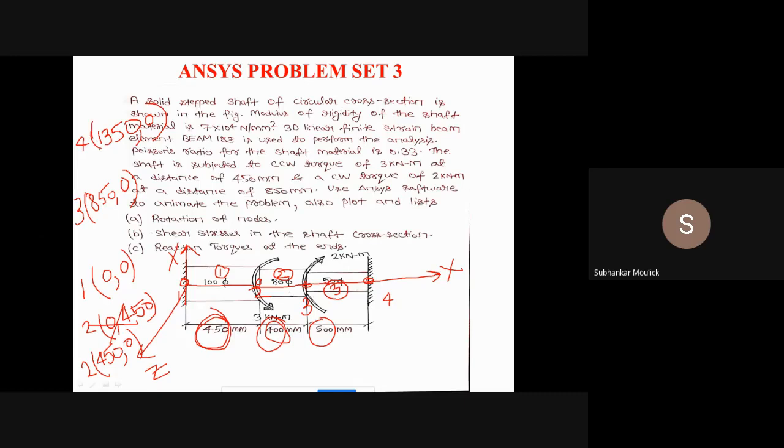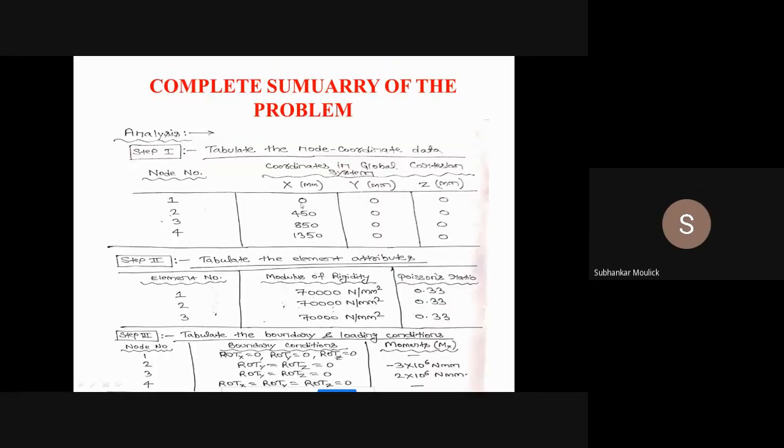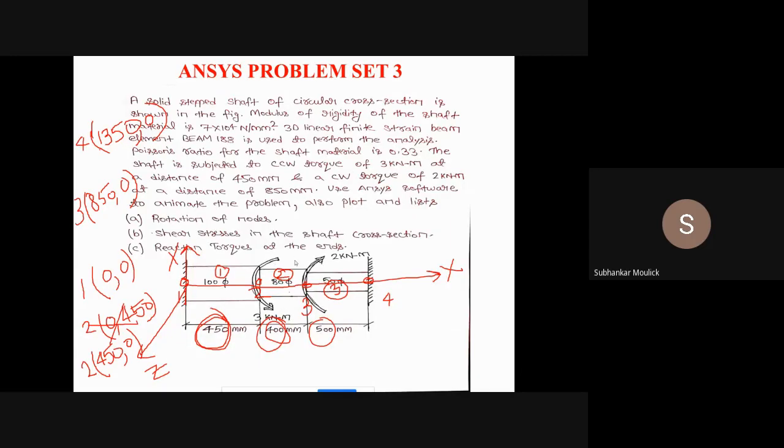Yes, sir. Okay, fine. So here I have mentioned nodal point 1, with its coordinates in the x, y, and z axes. Nodal point 2 coordinate is 450, 0, 0. Nodal point 3 coordinate is 850, 0, 0. Nodal point 4 coordinate is 1350, 0, 0. Next step is we have to tabulate the element attributes.